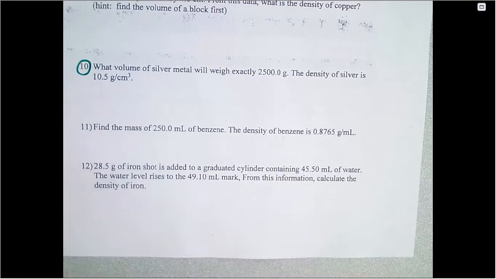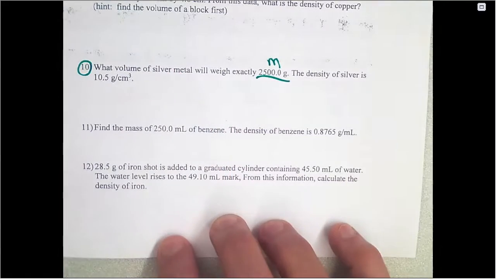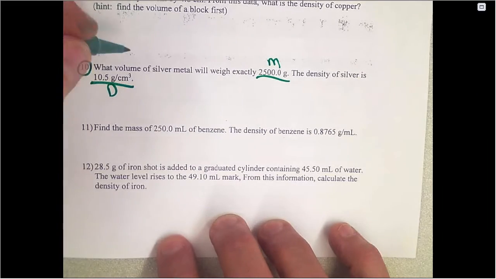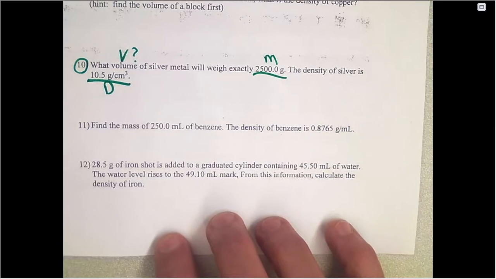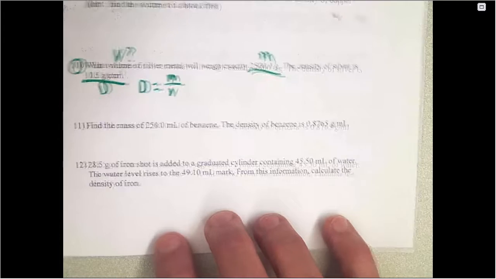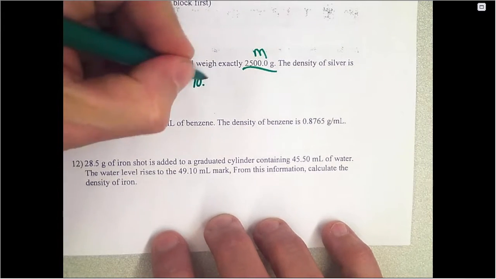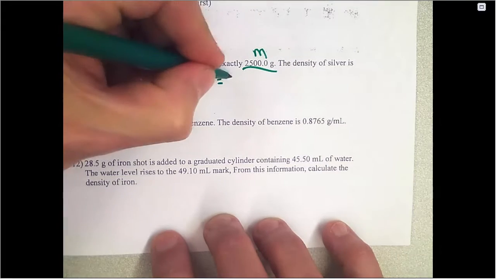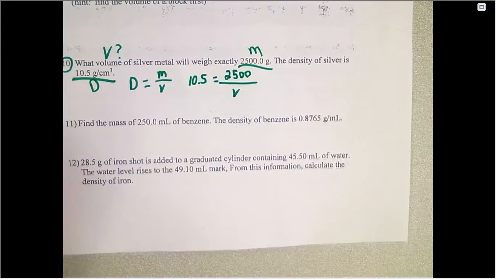And then the last type would be like number 10 on this assignment. They've given you the mass, they've given you the density, and they want you to find the volume. What volume? They're asking for that. So again, start out with density equals mass divided by volume. Plug in what we know. Density is 10.5, mass is 2,500, and volume we don't know, so we leave that as a variable.